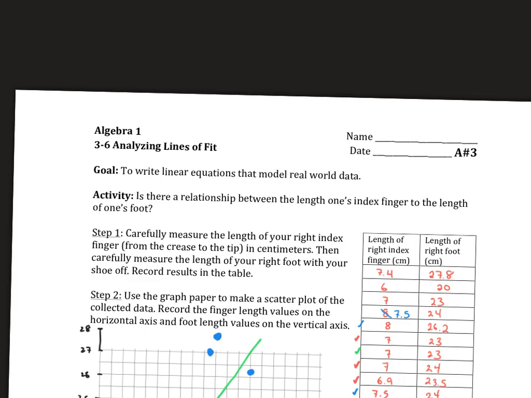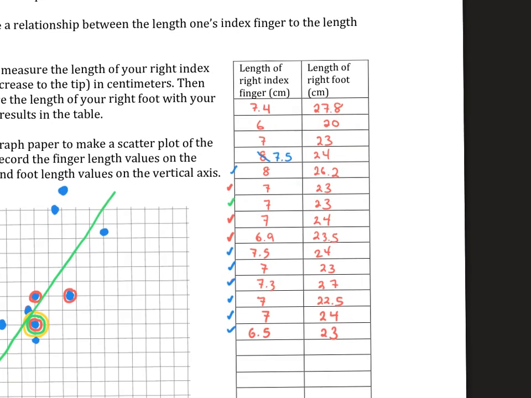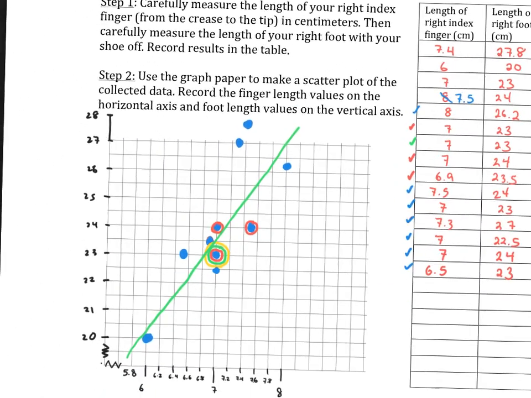Greetings, algebraites. In this wonderful lesson, 3.6, Analyzing Lines of Fit, we're going to write linear equations that model real-world data. So, my class has already asked the question, is there a relationship between one's index finger length and one's foot length? So we all measured in the class, and here's a bunch of data, and then we plotted it.